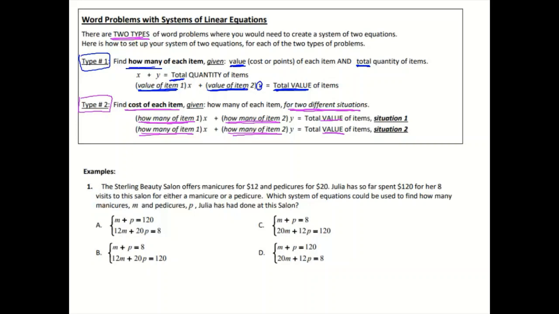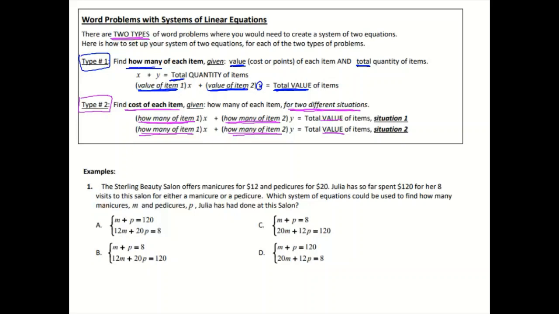So we have our first example. It says the Sterling Beauty Salon offers manicures for $12 and pedicures for $20. Julia has so far spent $120 for her 8 visits to the salon for either a manicure or a pedicure. Which system of equations could be used to find how many manicures M and pedicures P Julia has had done at this salon?